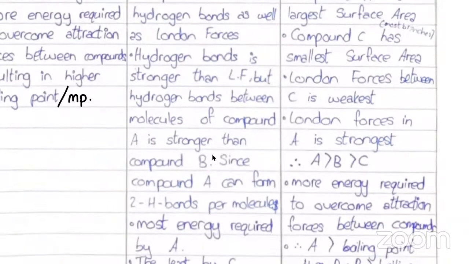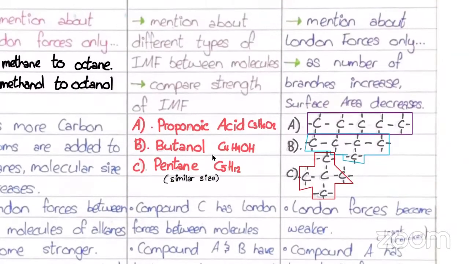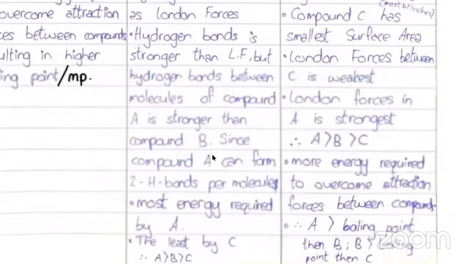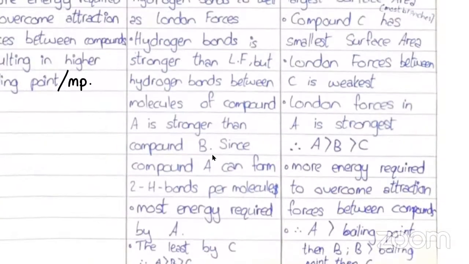However, the hydrogen bonds between molecules of compound A are stronger than compound B. So we've already established that compound C is last because it has London dispersion forces only. And then we say that compound A and B have hydrogen bonds, so it's definitely stronger than compound C. Okay, and then we compare between compound A and B. So we say that between compound A and B, the molecules of compound A are stronger than compound B.